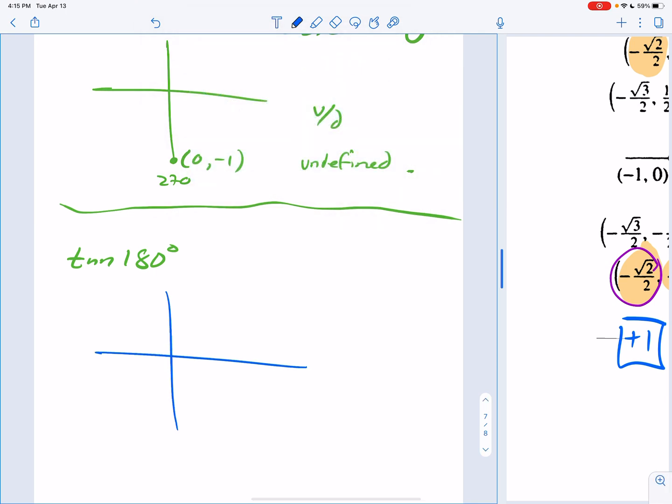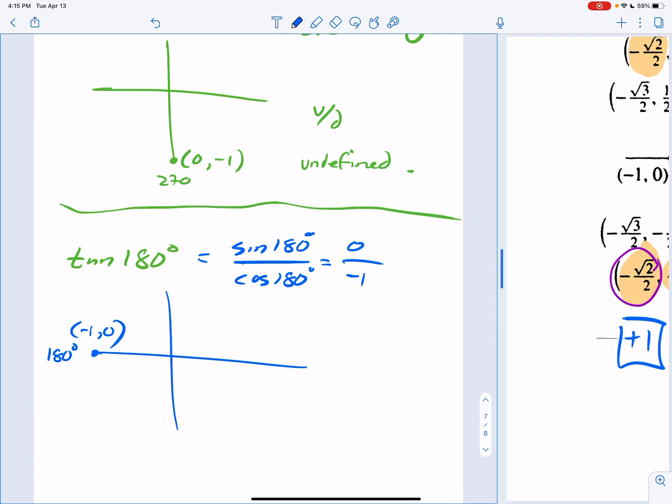Tangent of 180. I know 180 is to the left here, so the coordinates there should be -1, 0. Okay, tangent is sine over cosine. And remember, sine is always the y coordinate, so that'll be 0, and cosine is the x coordinate, -1. 0 over -1 is just 0. All right?